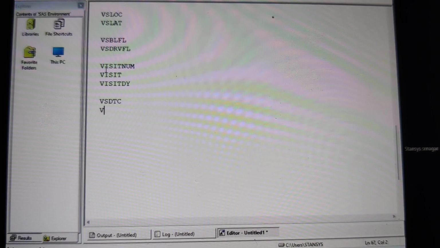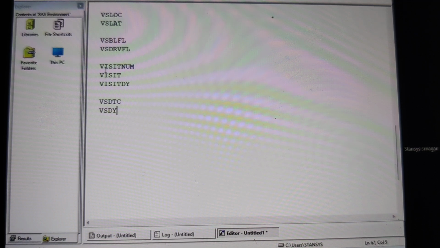Then what is next that we are going to have? Yes, DY, the study day of collection date. Is the report date important, or is the sample collection date important? Which one is most important? Sample collection date is most important. The result depends on it, so the collection is important, right? Okay, VSDY, the study day of the vital sign measurement collection date.